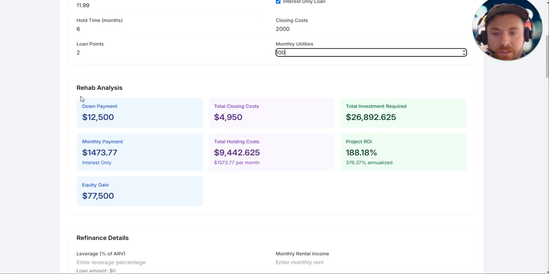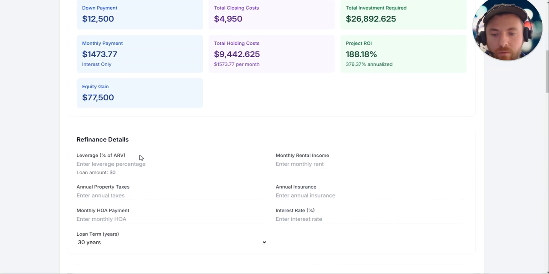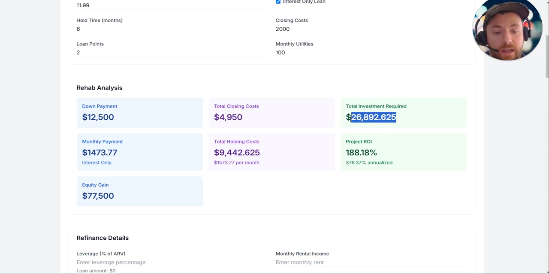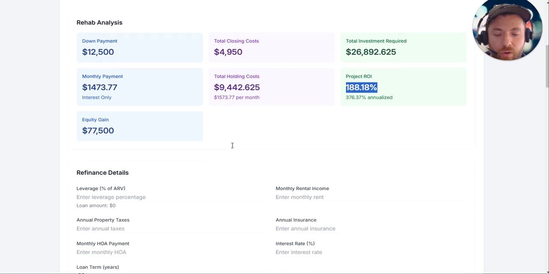Okay, this just gives you the analysis of what you're going to do here. So this is good, right? Like you want to analyze these numbers and say, okay, I'm going to have to put 26 grand into the total deal. I'm going to appreciate the property, and then this is my ROI on the project, meaning you're going to pull that much, 188%, meaning like 1.8 times your money, which is good, right? Okay, so let's say we want to keep it and pull our money back out.